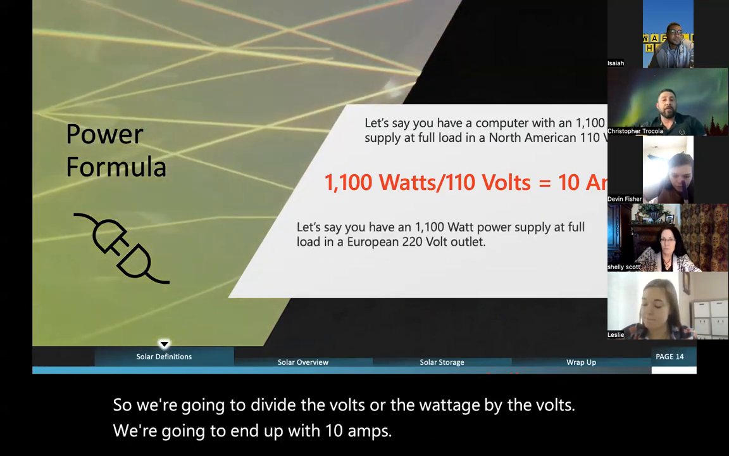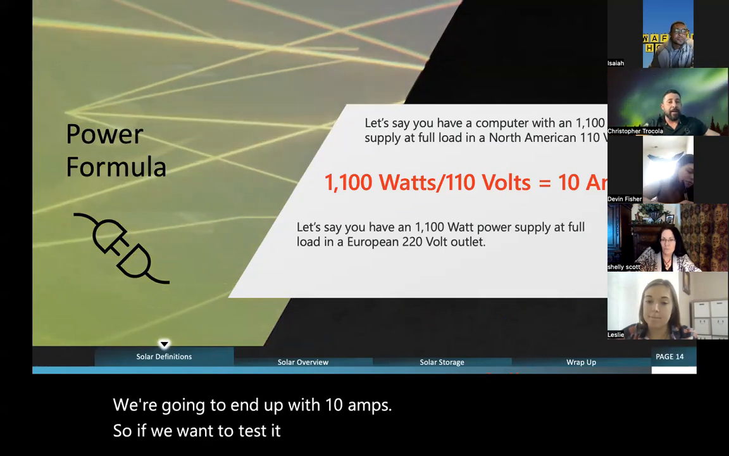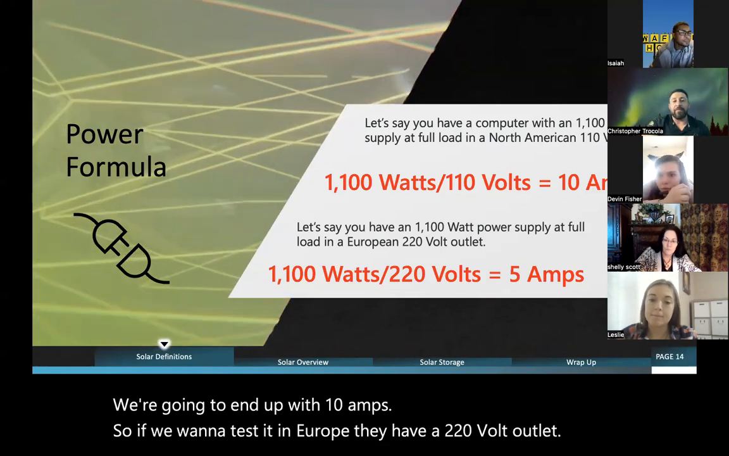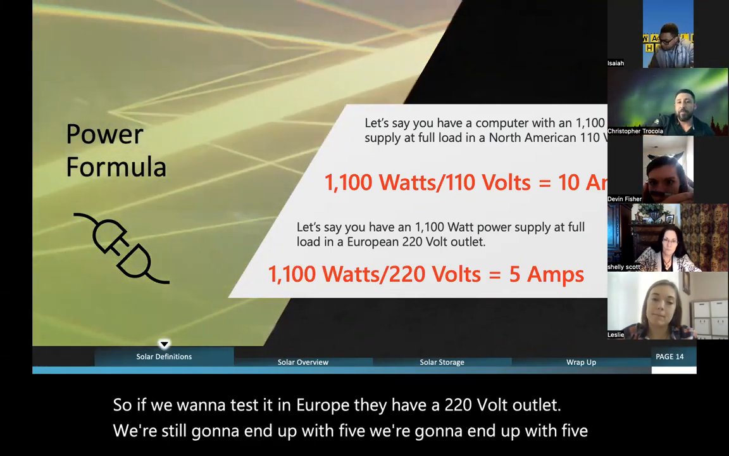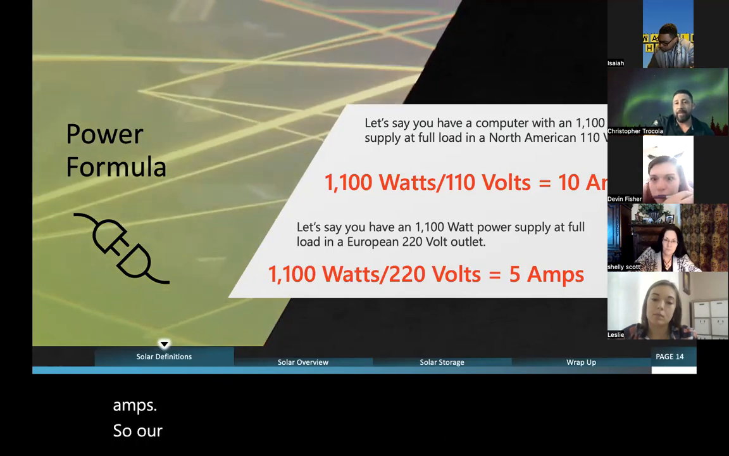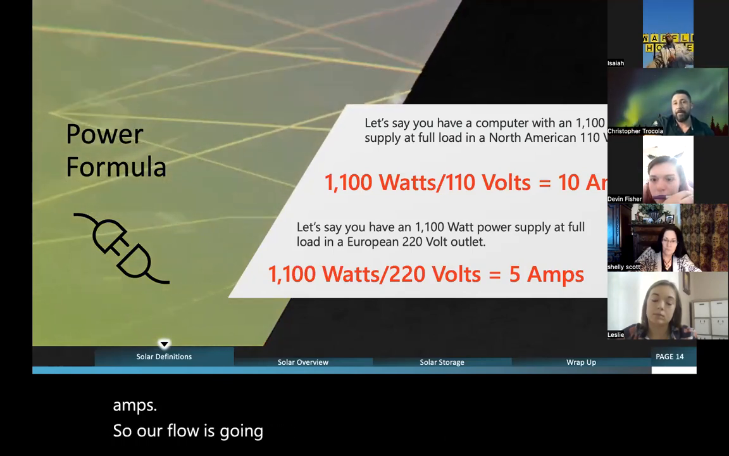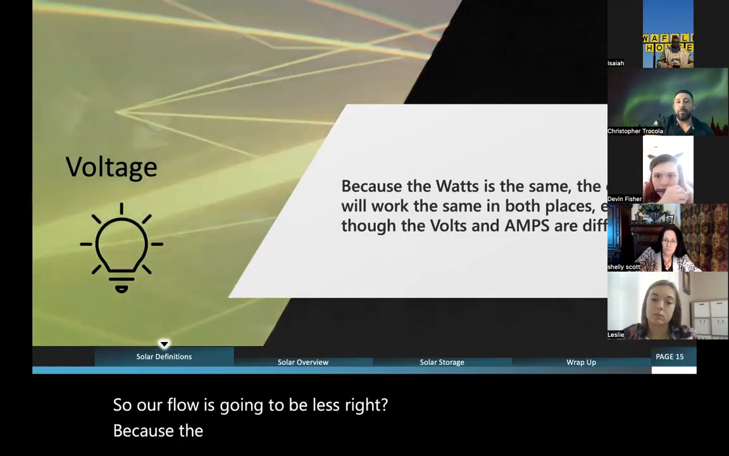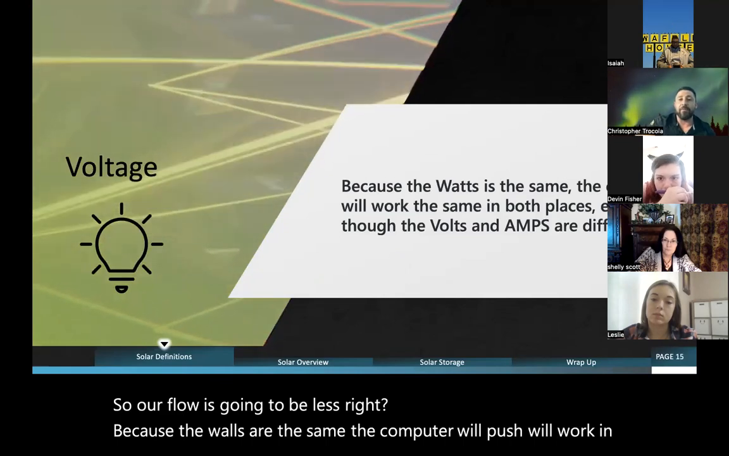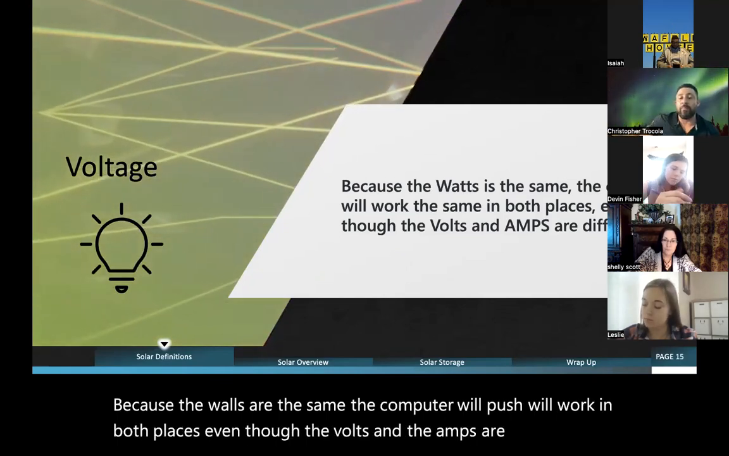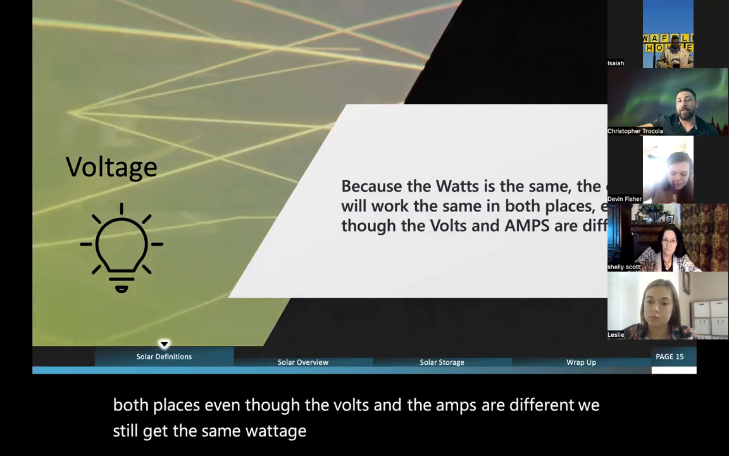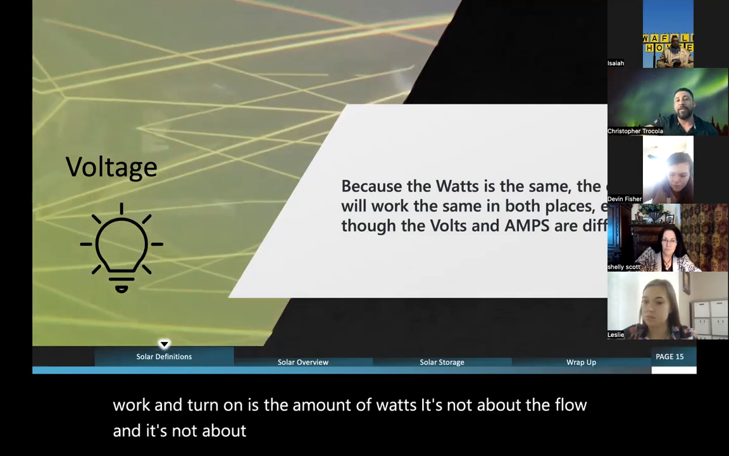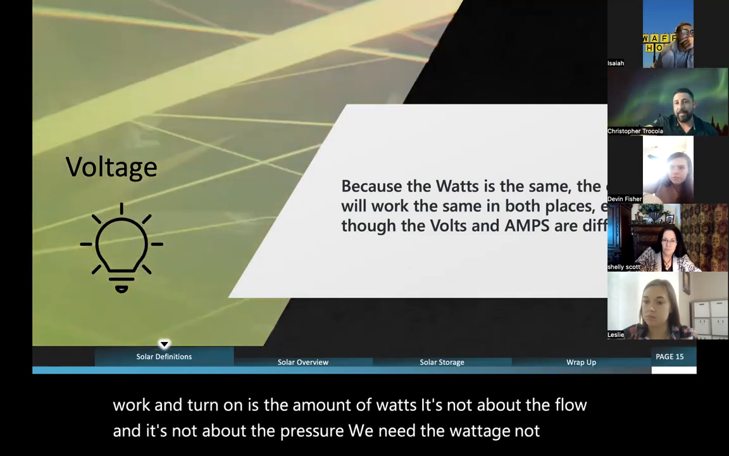So if we want to test it in Europe, they have a 220 volt outlet. We're still going to end up with 5 amps. Okay. So our flow is going to be less, right? However, because the watts are the same, the computer will work in both places. Even though the volts and the amps are different, we still get the same wattage. All that matters for that computer to work and turn on is the amount of watts. It's not about the flow and it's not about the pressure. We need the wattage, not the voltage or the amperage to make that stuff work.